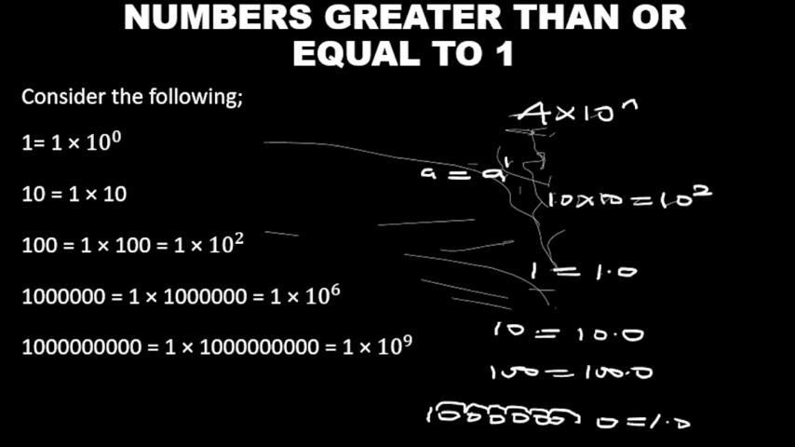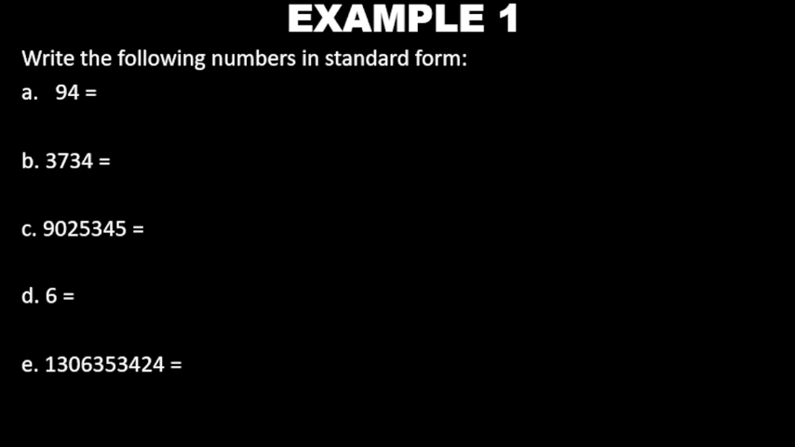If you do that, you are going to shift the point to the left 9 times to get a number between 1 and 10. So let's use that method to solve some examples, that is, to express some numbers in standard form. So these are some of the examples we are going to solve.